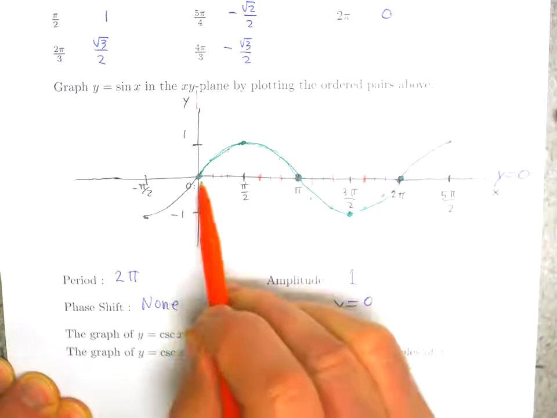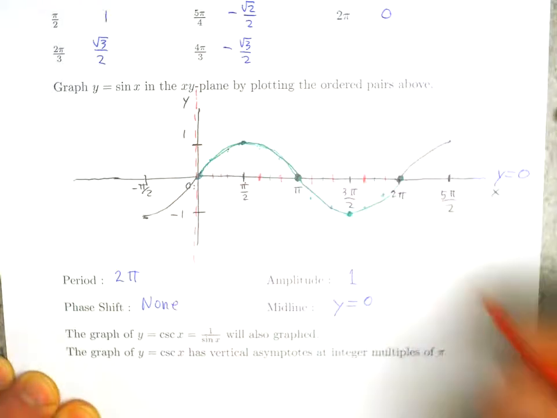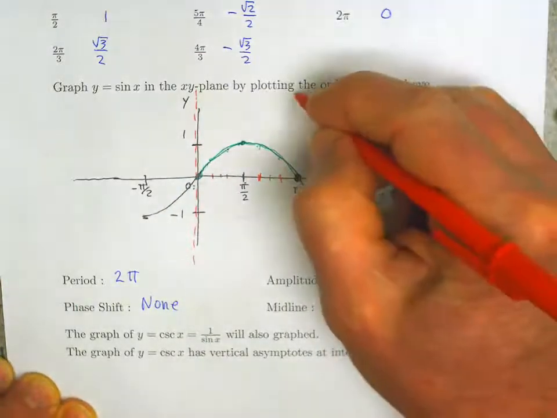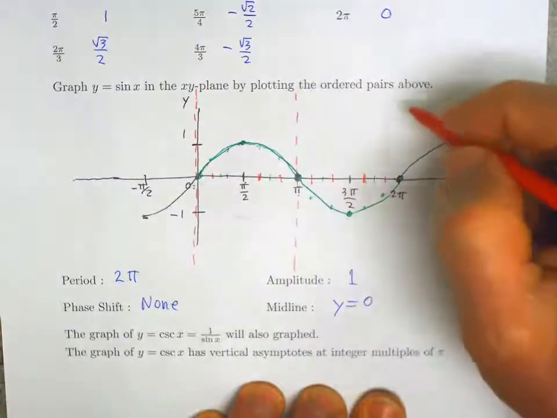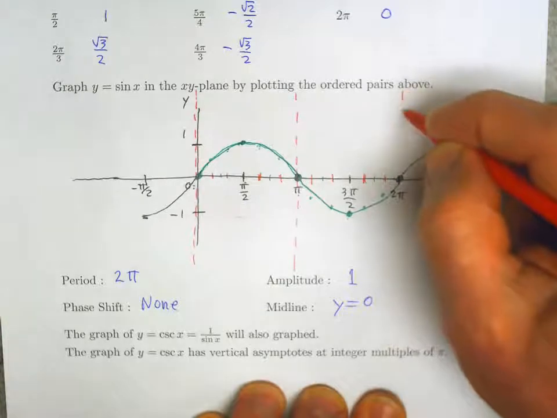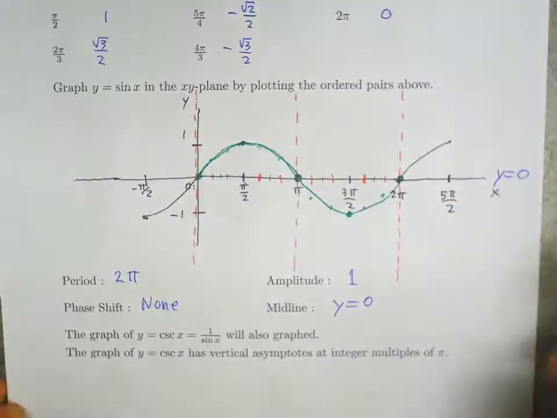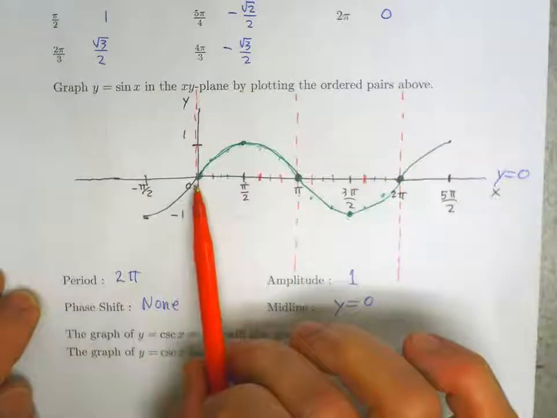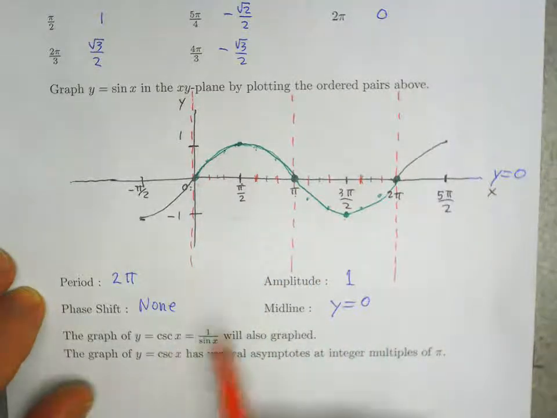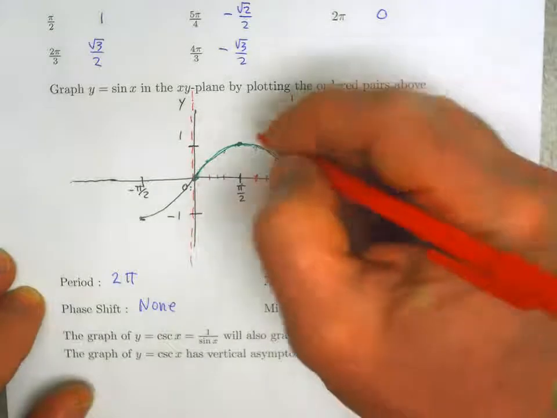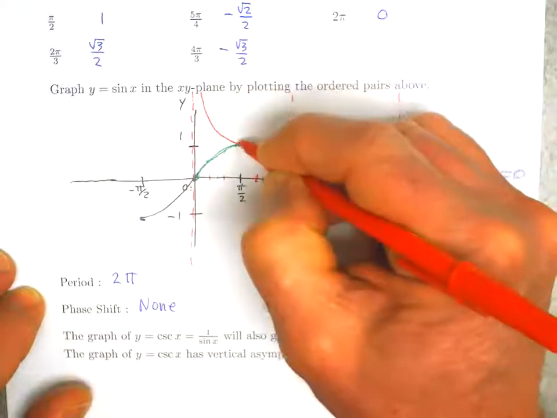Since sine of 0 is 0, we have a vertical asymptote on the y-axis. For x equals pi, we have another vertical asymptote. At 2 pi, we have a vertical asymptote. And then I'll start on this interval between 0 and pi. The graph of y equals cosecant of x between 0 and pi is going to look something like this.